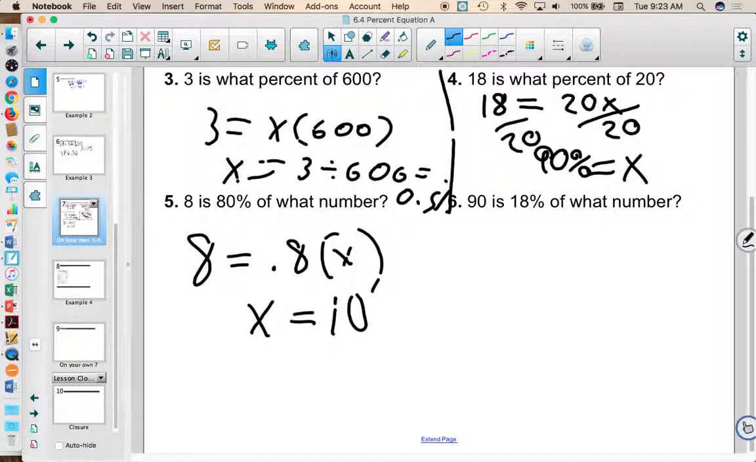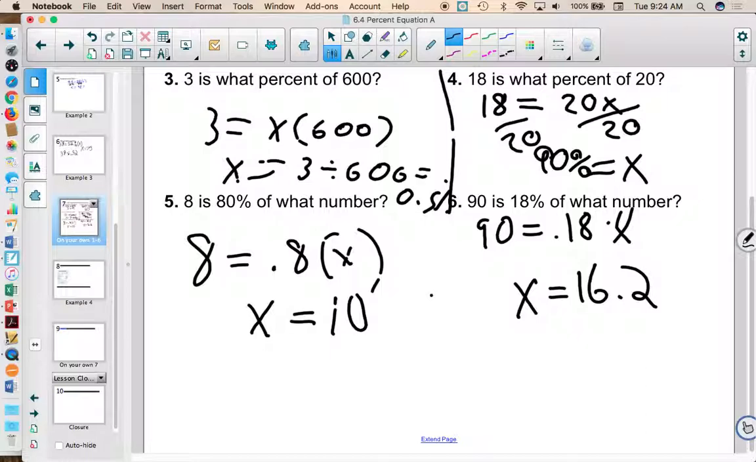Okay. Is Cooper correct? 8 is 80% of what number? Good job. Do the last one. You should have put X. $90 is 18% of what number?